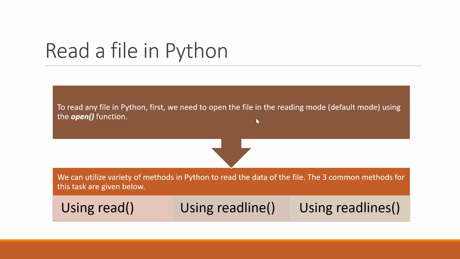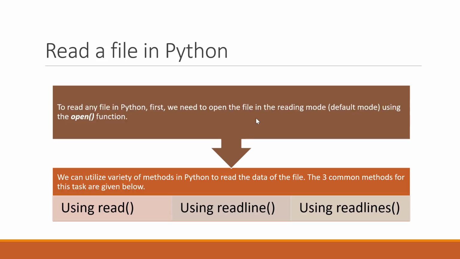So let's start with the very first method, that is the read method. What this read method does is it is basically utilized to read the specified text based upon the given bytes as an argument. This read function accepts one argument, which is size. This size argument is used to specify the number of bytes to be read from the selected file.